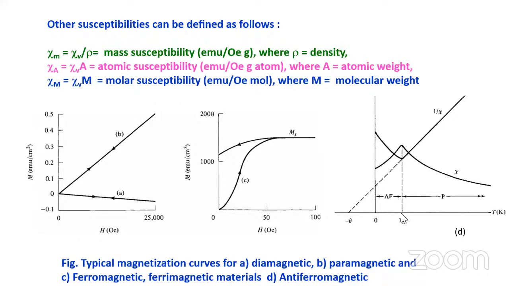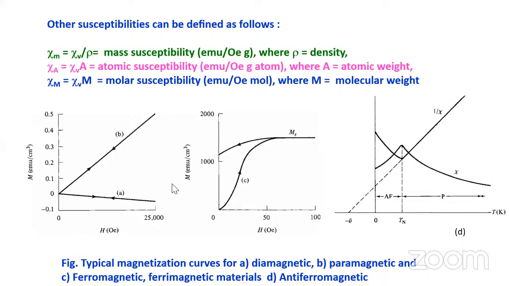So up to the Néel temperature, the substance is in the antiferromagnetic state as far as the antiferromagnetic category is concerned, and above the transition temperature, the substance is in the paramagnetic state. So in this case, the paramagnetic or antiferromagnetic character is dominant. In this case, the ferromagnetic character is dominant. So here, in case of B, the paramagnetic character of the magnetic material is dominant, and in case of A, the diamagnetic character is dominant.